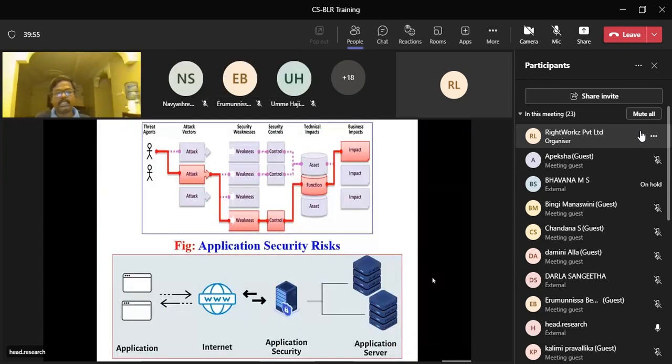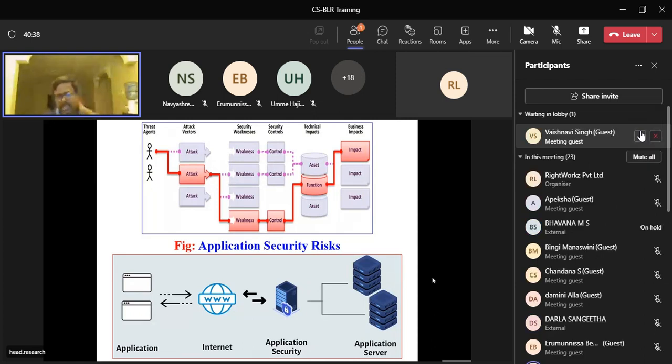Then see the application security risks. What are the application security risks? Just now I have explained. If you see the application security in the below diagram, you are developing various applications. One application is related to business, one to a call center, one to education, and one to health. Various applications are being developed with the help of the internet.